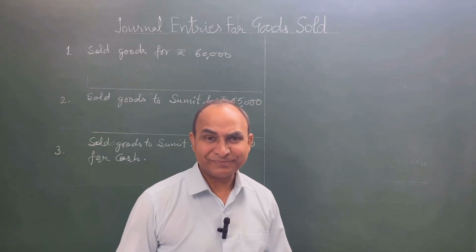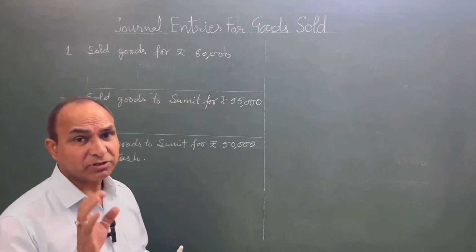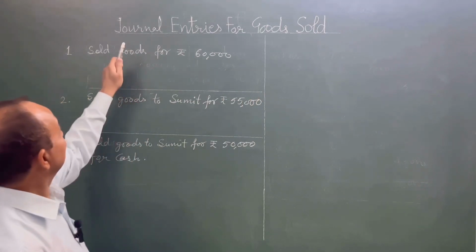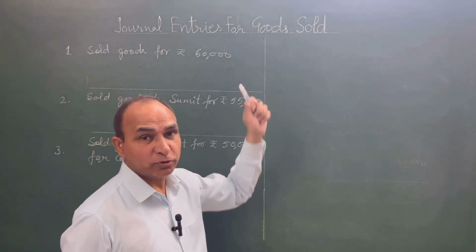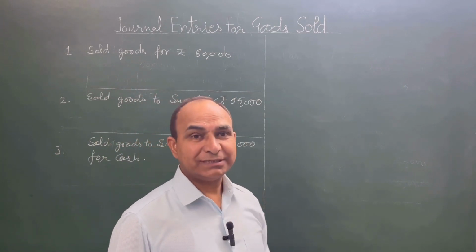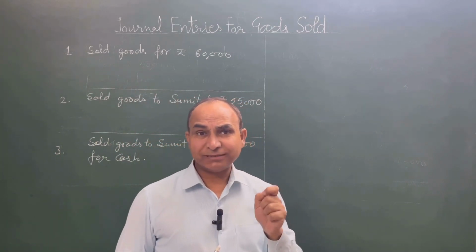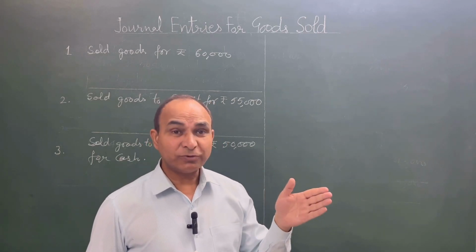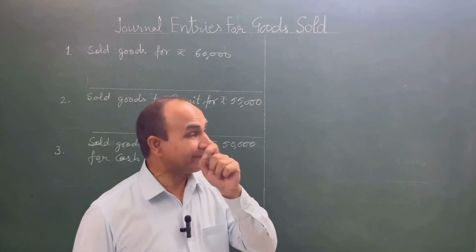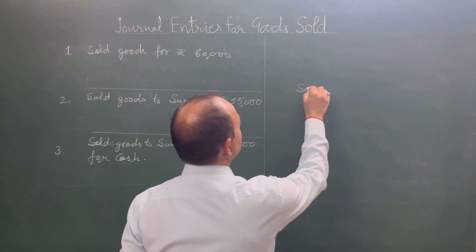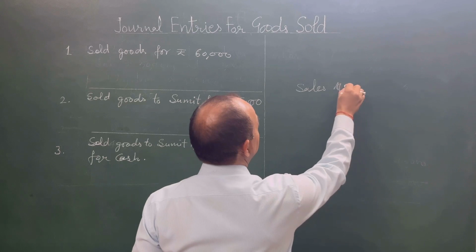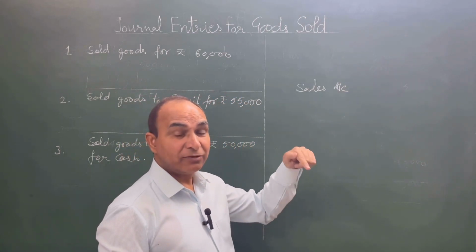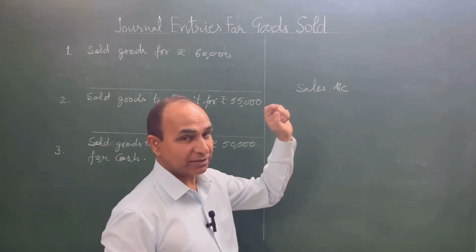Hello students, let's understand the concept of goods sold. I mean the topic is journal entries for goods sold. Remember one thing students, when goods are sold by the businessman into the market, the goods sold are recorded in one account, that is a sales account. Understand this. These are recorded in sales account. It means a separate goods account is not maintained. Rather, sale of goods is recorded through sales account.